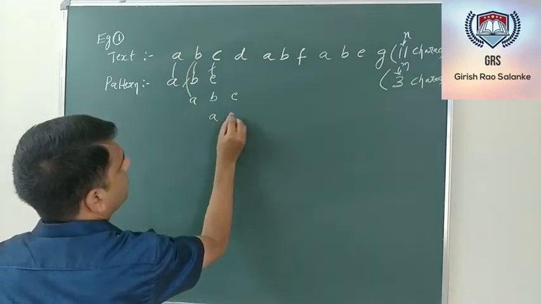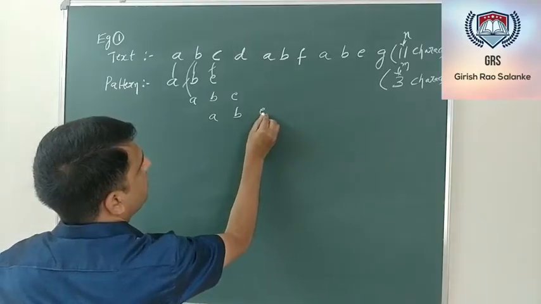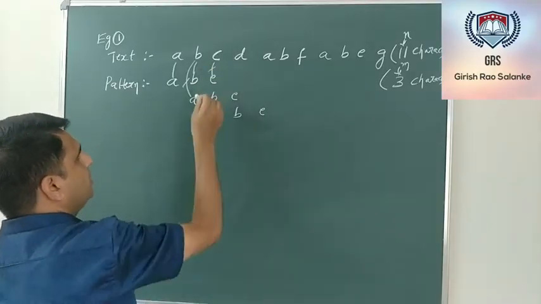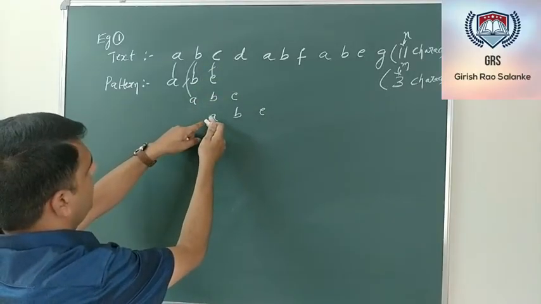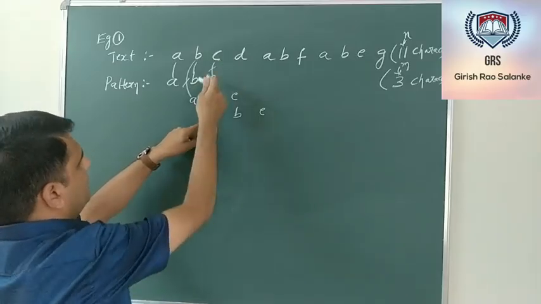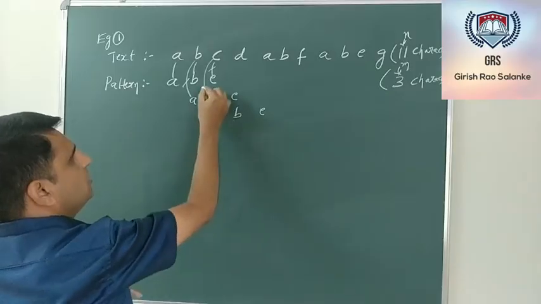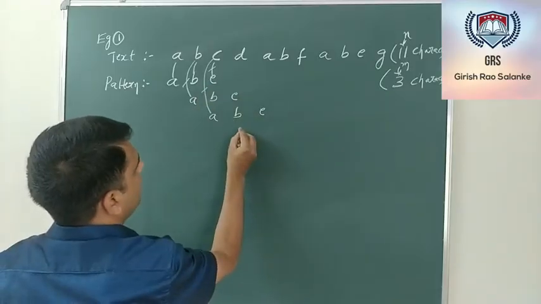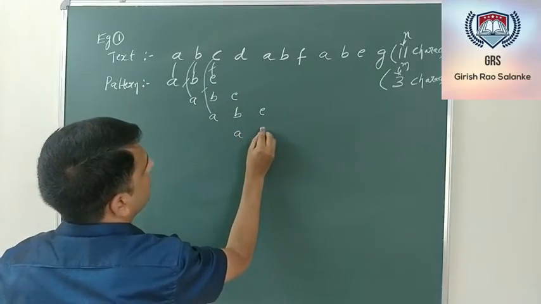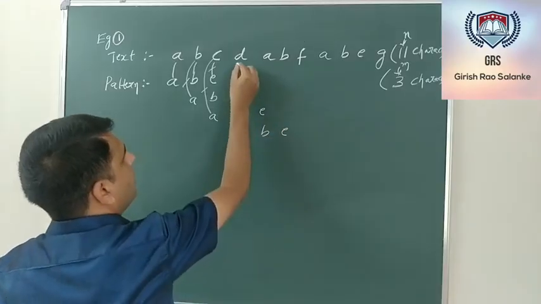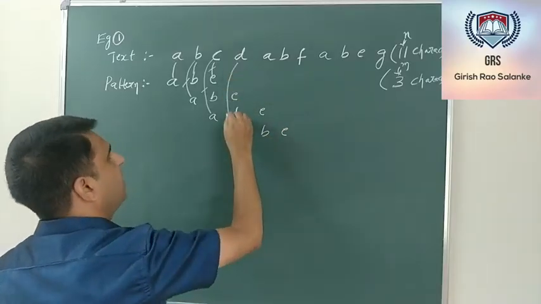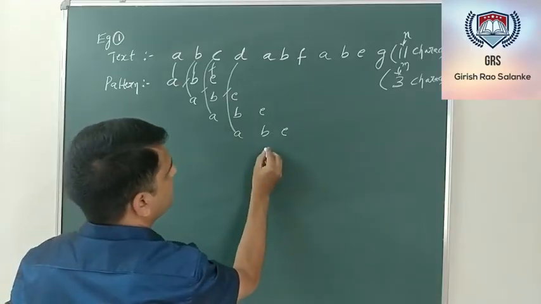So now my pattern is being shifted. So this is A, B, E. Now I compare the first character of my pattern with the character in the text. Now the aligned character in the text is C. So I compare with this. So this does not match. Now I need to shift my pattern. So this is A, B, E. Now I compare this B with A. This does not match.